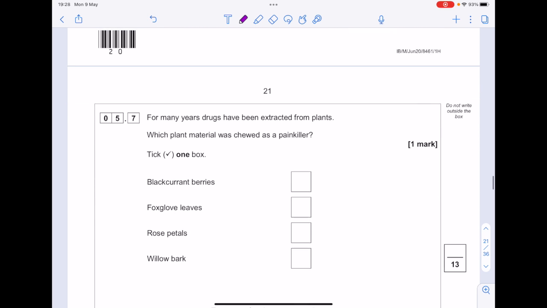For many years, drugs have been extracted from plants. Which plant material was chewed as a painkiller? It's actually willow. Remember, that's where the origin of aspirin actually came from, salicylic acid.